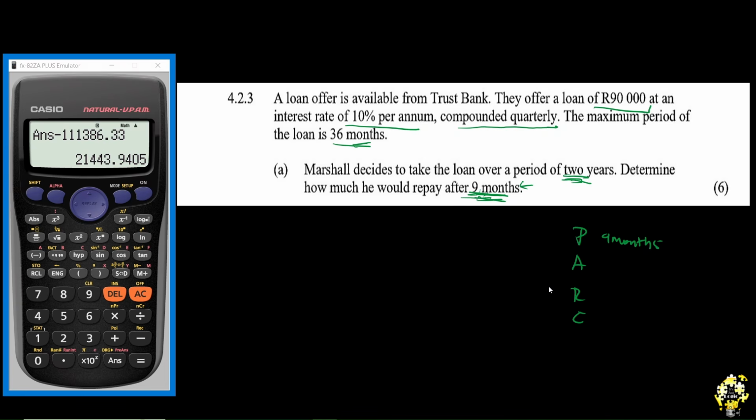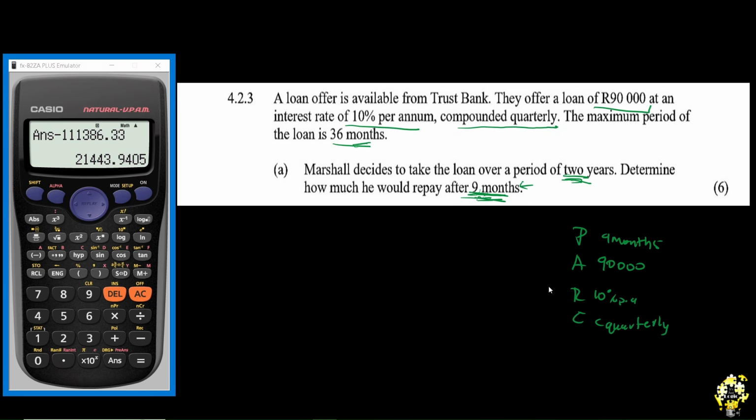Important. And then what is our principal amount? Well, he went for 90,000. And then what is our rate? It's currently 10% per annum. How is it being compounded? It is compounded quarterly.